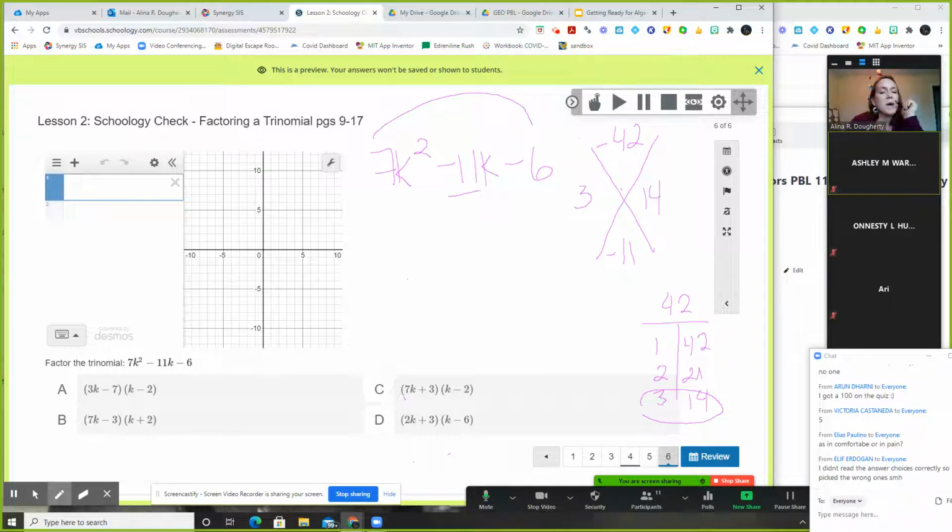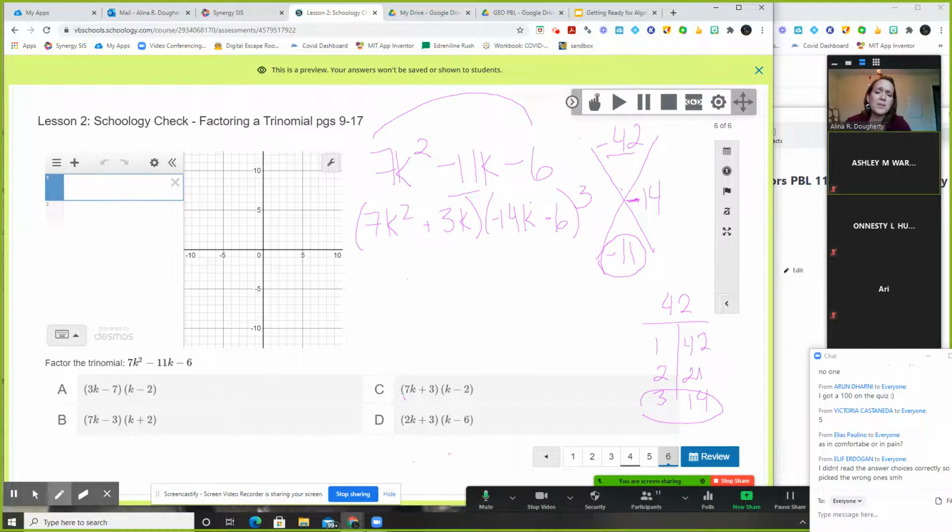What's negative and what's positive? So because I want to end up with negative 11 after I add, the 14 needs to be negative. Positive 3 plus negative 14, or positive 3 minus 14 is negative 11. And then 3 times negative 14 is negative 42, right? So you've got to get all your pluses and minuses straight in that little puzzle piece. And then plus 3k and minus 14k minus 6.